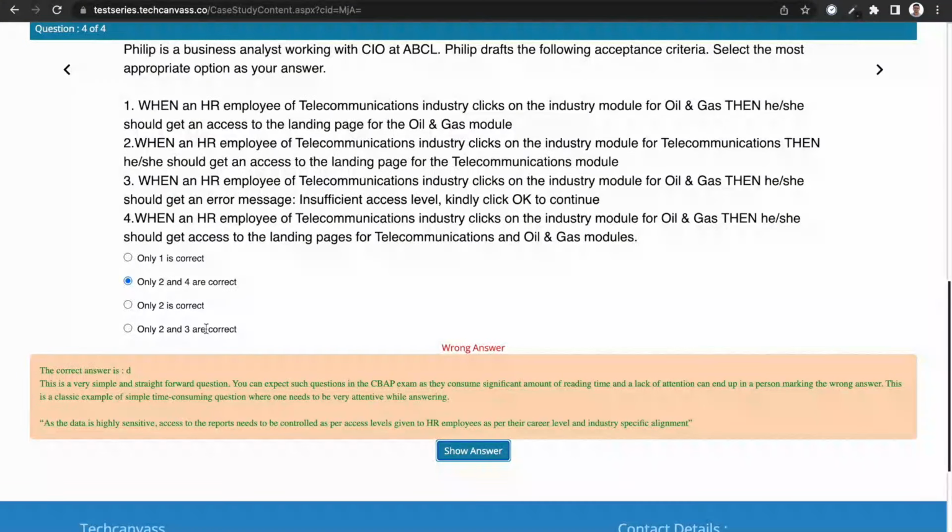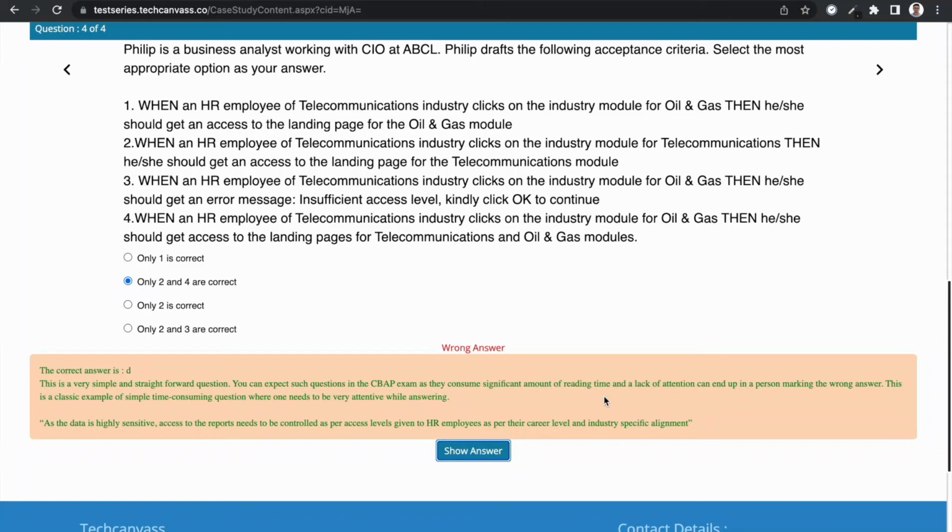So the correct answer is only 2 and 3 are correct. This is the statement: when an HR employee of the telecommunication industry clicks on the industry module for oil and gas, then he or she should get an error message like insufficient access level, kindly click OK to continue. This is a very simple and straightforward question, in fact. And you can expect such questions in CBAP as they consume significant reading time and a lack of attention can end up in a wrong answer. This is a very classic example of a simple time-consuming question where one needs to be very attentive while answering.